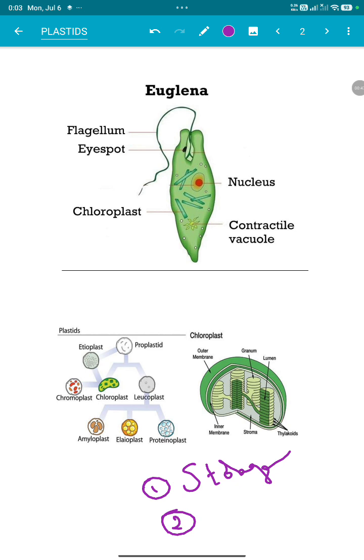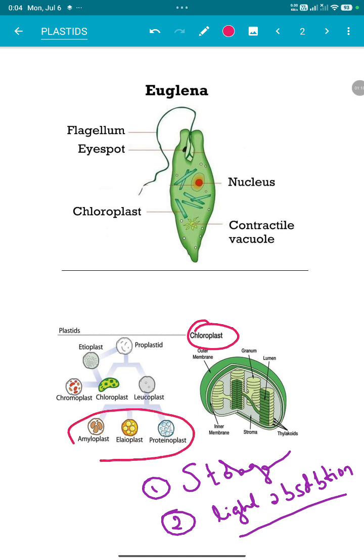One of the categories is light absorption. Light absorption is done in chloroplasts, and storage of food is done in amyloplasts. Amyloplasts store carbohydrates. Proteoplasts store proteins. Elaioplasts store fats.